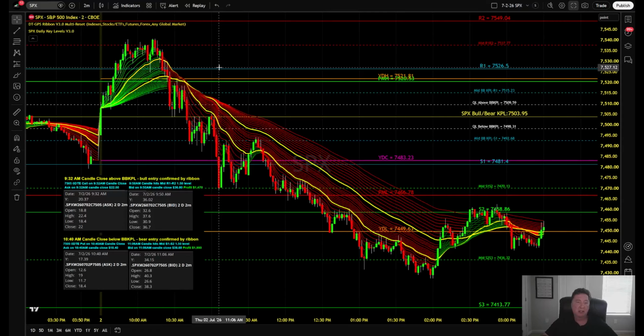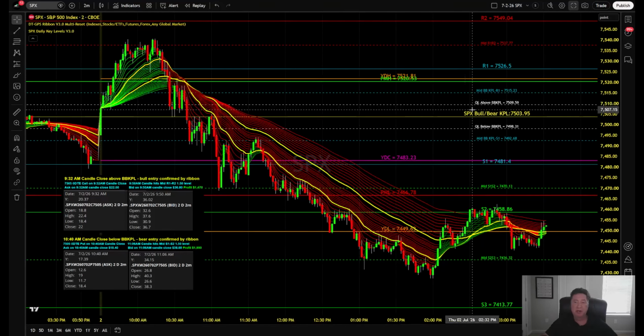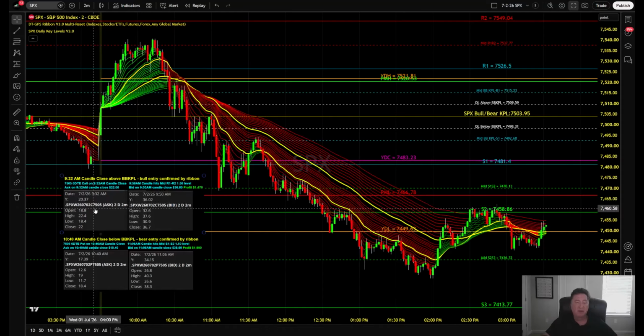Okay, so let's just get back to today's trade. 9:32 a.m. candle. The close of that candle, the ask is $22. Now, you have two other options that you could use with this strategy. The reason that it's the 75.05 call option is that is the closest strike to the level that we're basing the trade on, the bull bear key price level, 75.0395. The closest strike to that is 75.05. So that is your standard play.